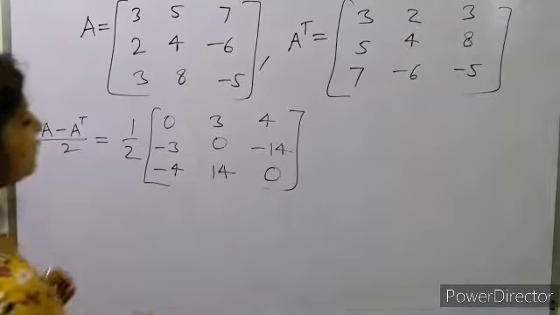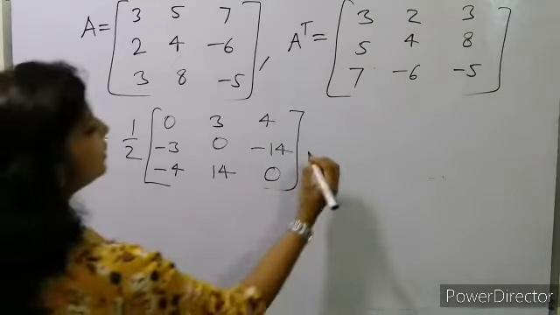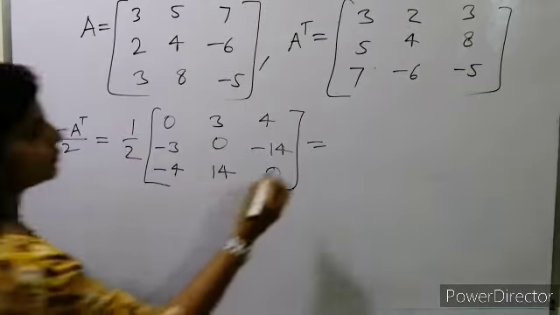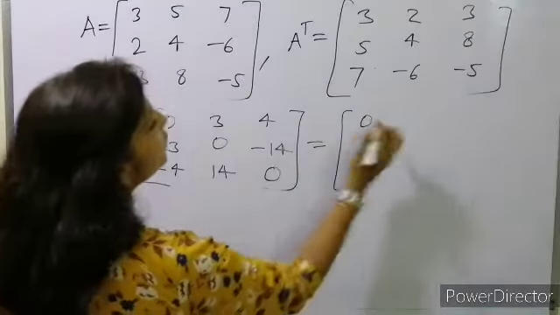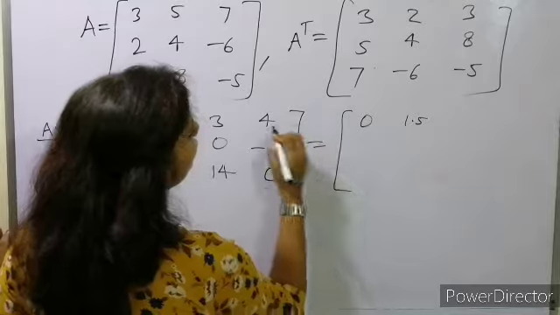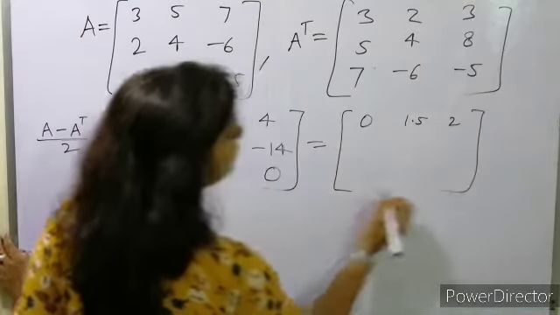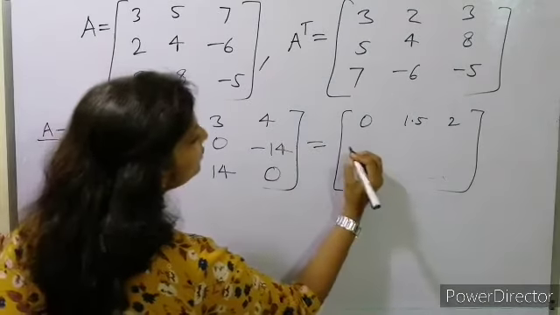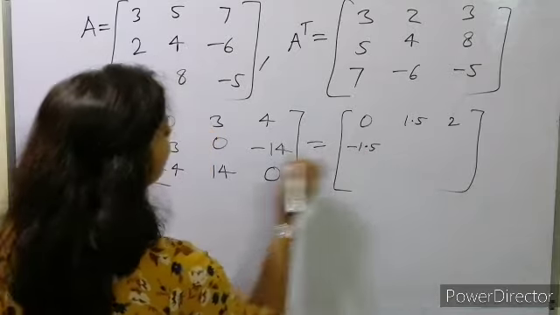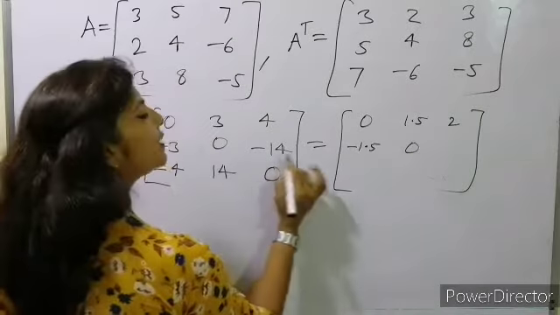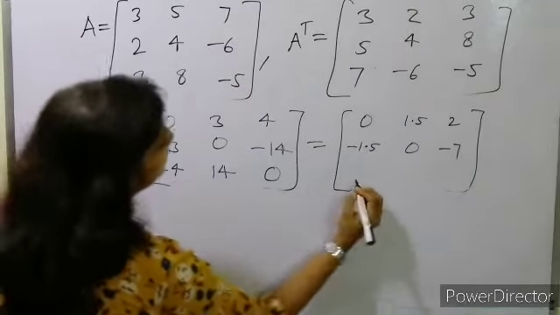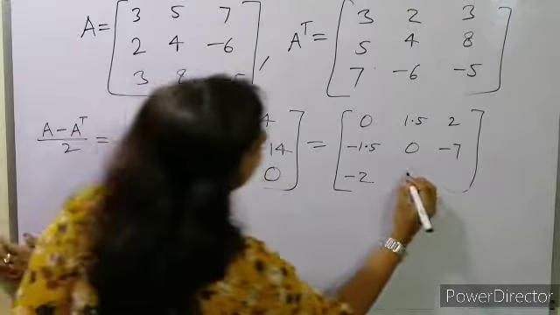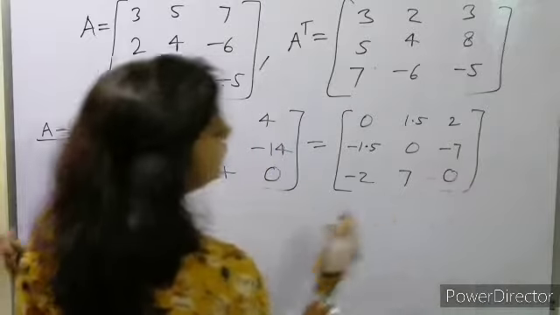Okay, now what we have to do? We have found this, now we'll divide this by 2. So what will we get? 0 by 2 will be 0, 3 by 2 will be 1.5, 4 by 2 will be 2. Now minus 3 upon 2 will be minus 1.5, 0 will be 0, minus 14 will be minus 7. Okay, minus 4 will be minus 2, 14 will be 7 and 0 will be 0.